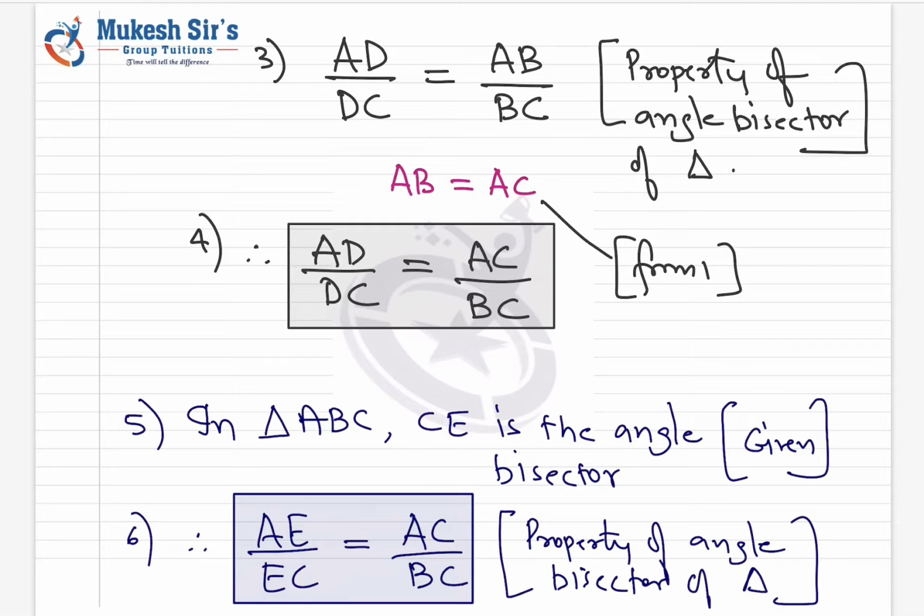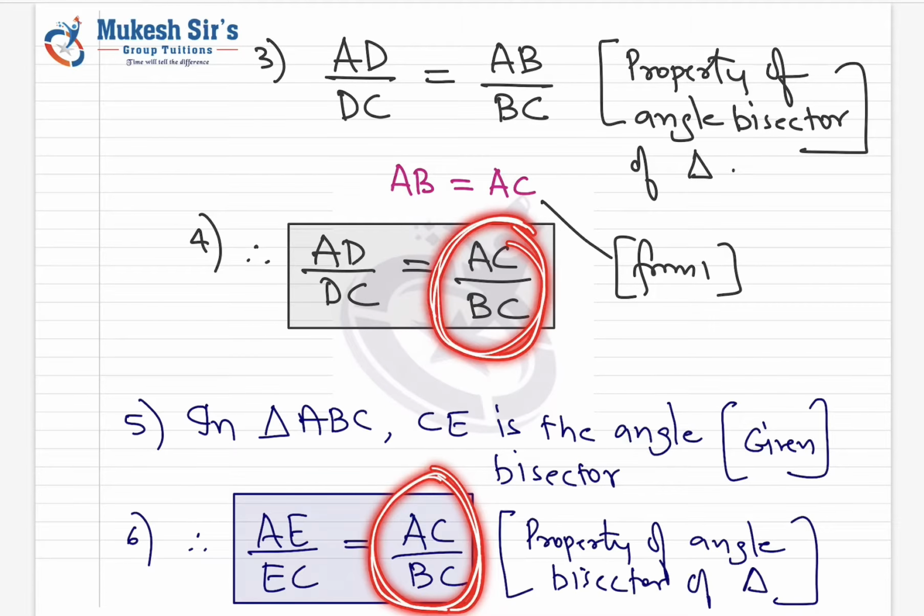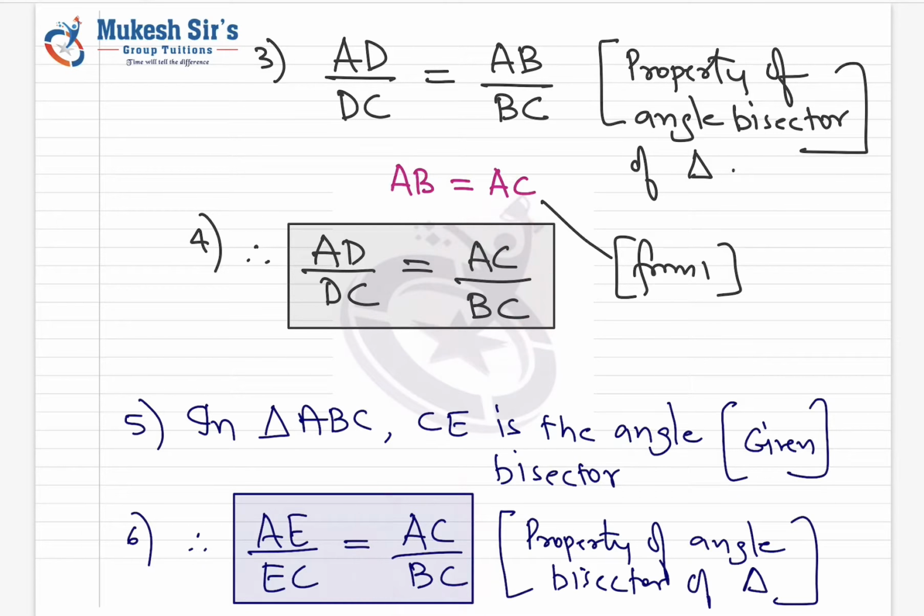Now you can check step number 4 and step number 6. The right hand side of step number 4 and step number 6 is the same. AC upon BC, AC upon BC. Do you see that? If their right hand side is the same, then their left hand side will also be the same. So you'll get AD upon DC is equal to AE upon EC.